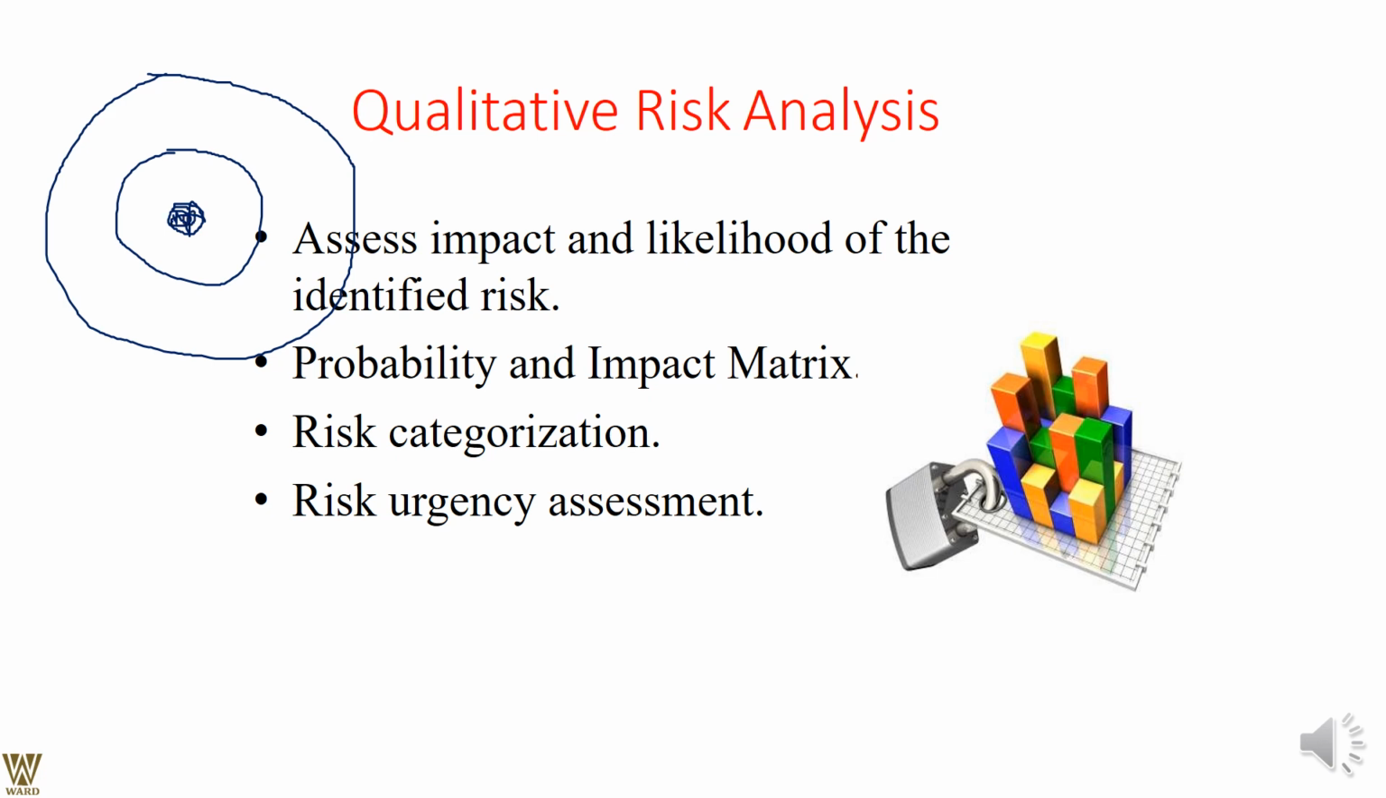Then the probability and impact matrix, which we have already given to you. The risk categorization: in which category of risk is it going to fall? Is it in terms of the functional category that you're looking into? Is it in terms of the scope category that you're putting it into?